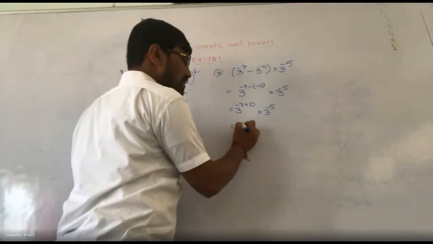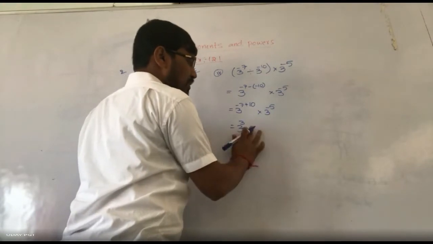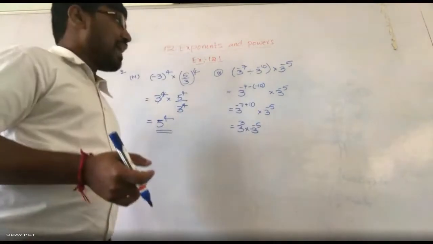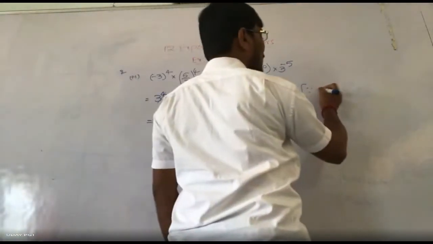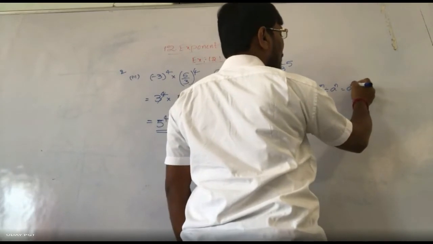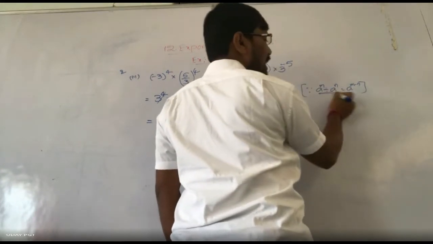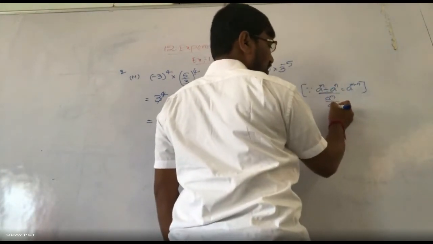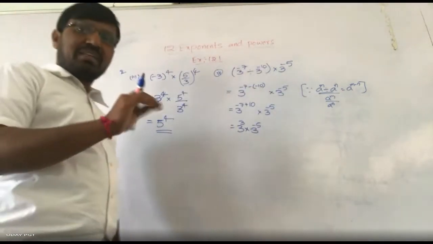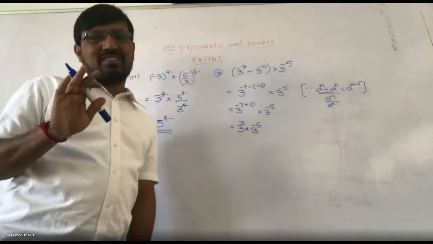Plus 3. Yes, plus 3. So we are going to get 3 power 3 into 3 power minus 5. Now we use the rule a power m divided by a power n is equal to a power m minus n. This I told you earlier. If you write the by symbol or the divided by symbol, both are the same.